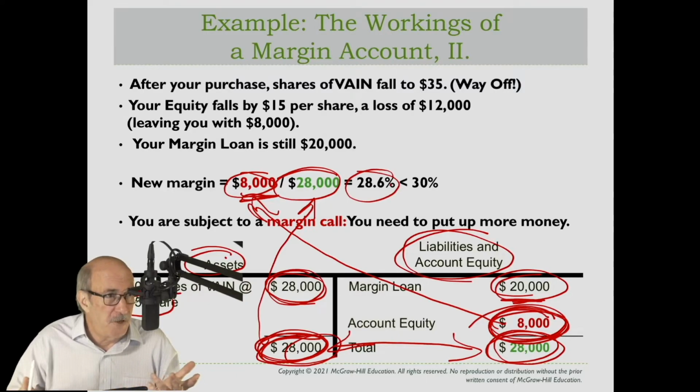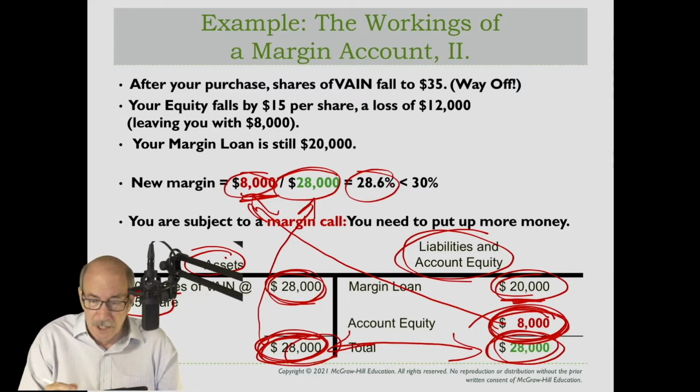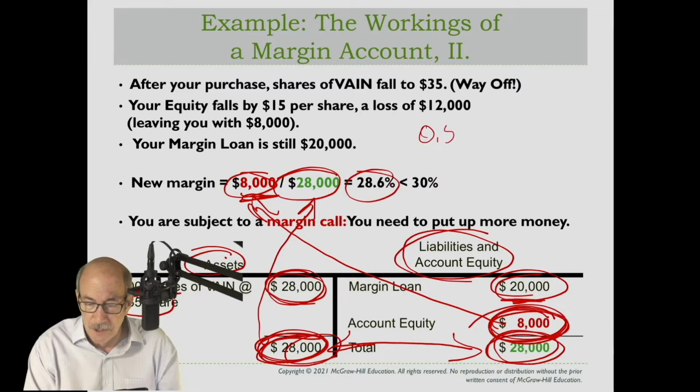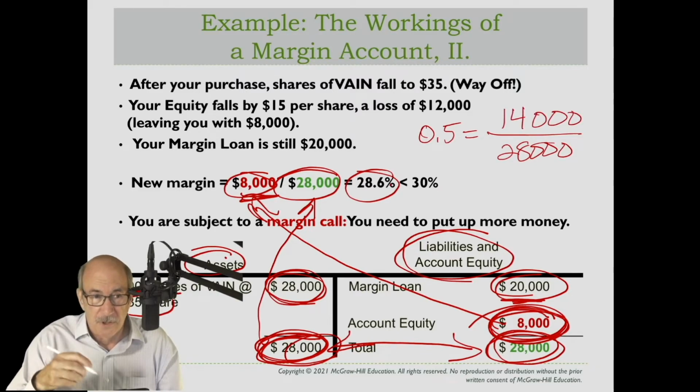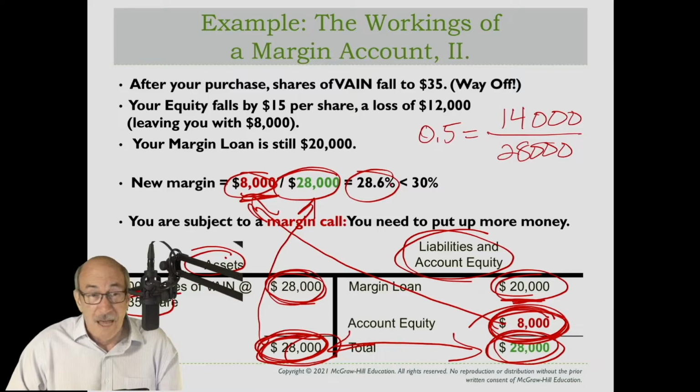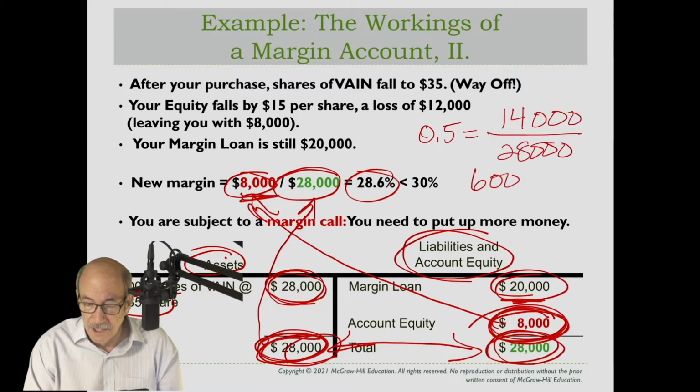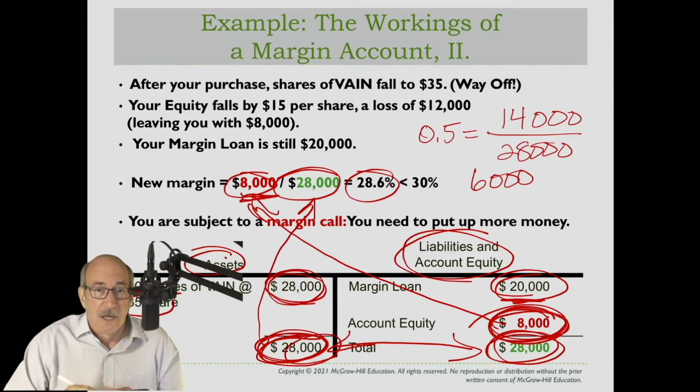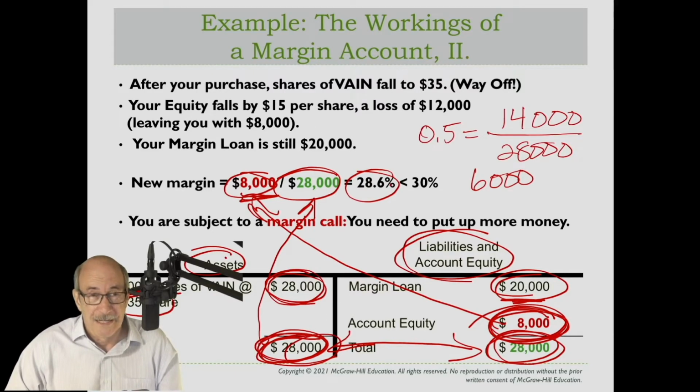All right? So I've got to bring it up to 50%. How much money do I have to come up with to do that? Well, it's pretty easy to calculate. What would a 50% margin look like with an asset value of 28K? Well, I would need $14,000 in there. I have $8,000, so I need to add an additional $6,000. I need to send that to my broker today. Okay?